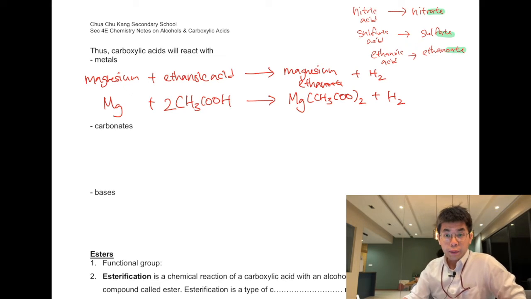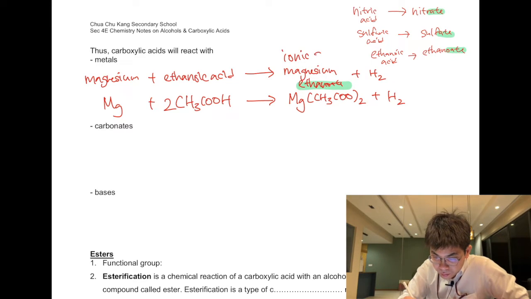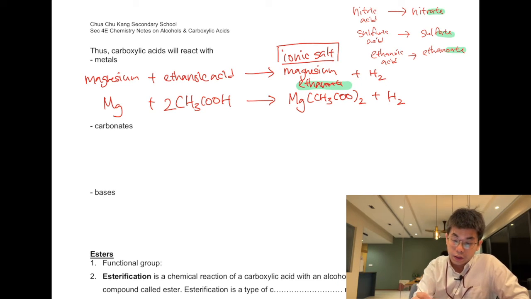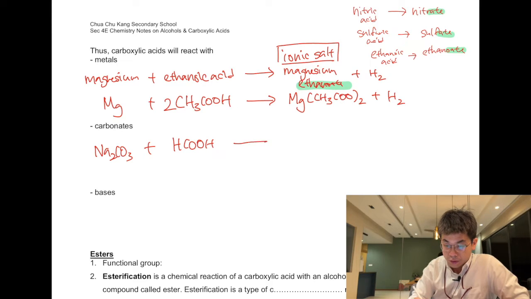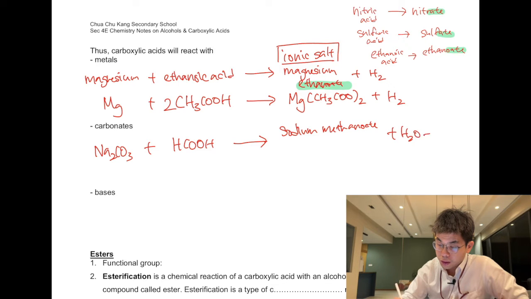Next one, carbonates. Carbonates plus acid. I want you to notice this ethanoate, this is an ionic salt. So let's write this down. This is ionic salt. So it's a magnesium ethanoate. Carbonates, let's do sodium carbonate. Na2CO3 plus, let's say, methanoic acid. It will form sodium methanoate. Let me just write down the name. Sodium methanoate, a product formed from the acid. And then H2O plus CO2.